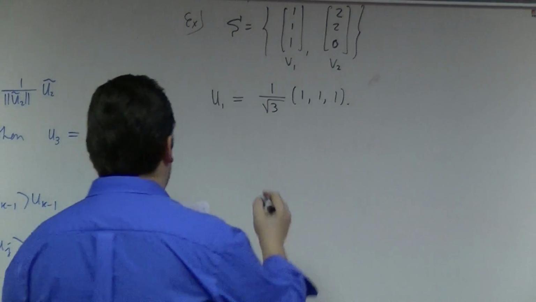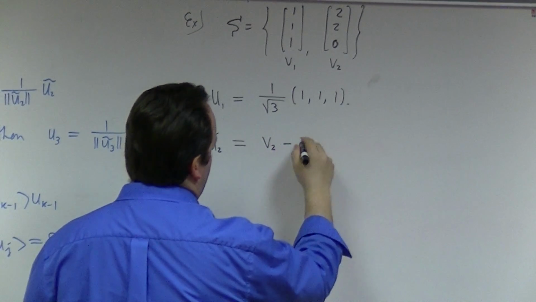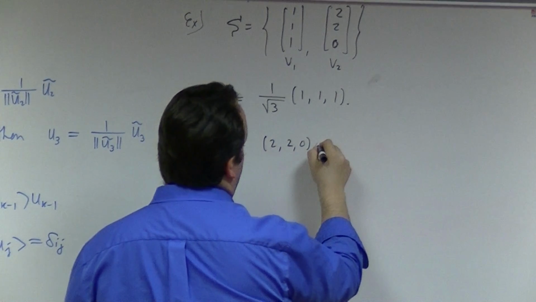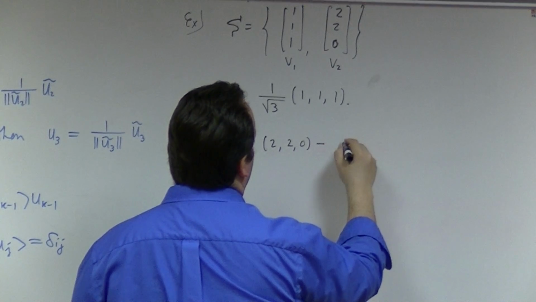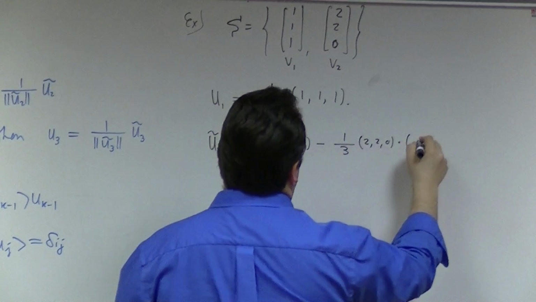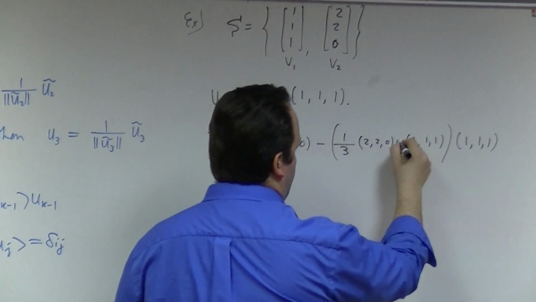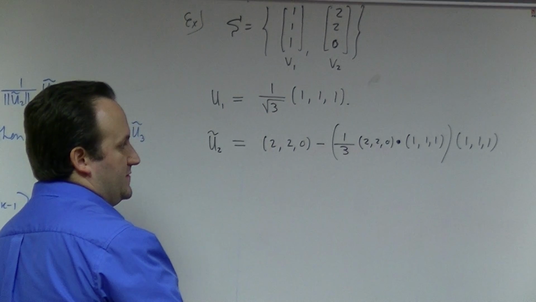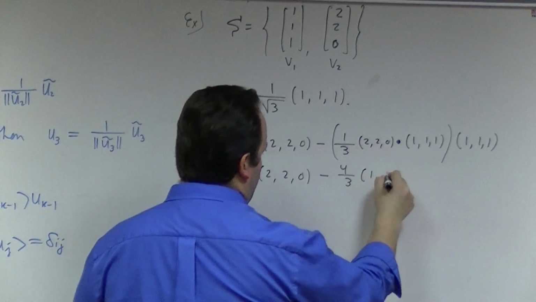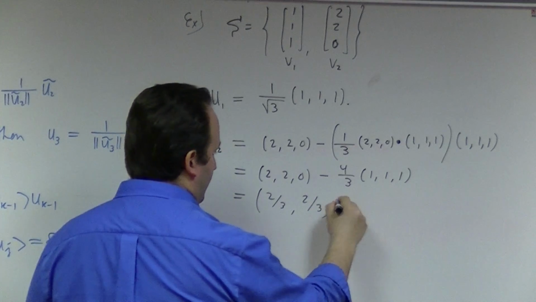And then I'll calculate myself a u_2 tilde. I'm supposed to take v_2 minus what? I have it right over here. So what I do is I take (2, 2, 0) and I subtract 1/3 times (2, 2, 0) dotted with (1, 1, 1), times the vector (1, 1, 1). What's this dot product work out to? 2 plus 2 plus 0, 4. So I get (2, 2, 0) minus 4/3 (1, 1, 1), which by the way gives me 2/3, 2/3, minus 4/3.